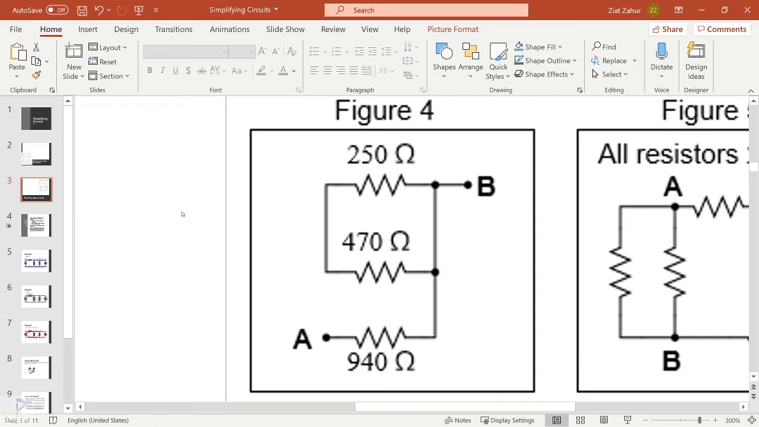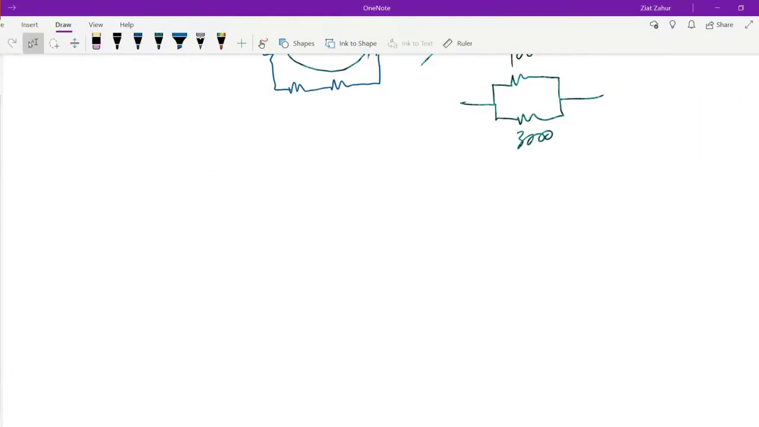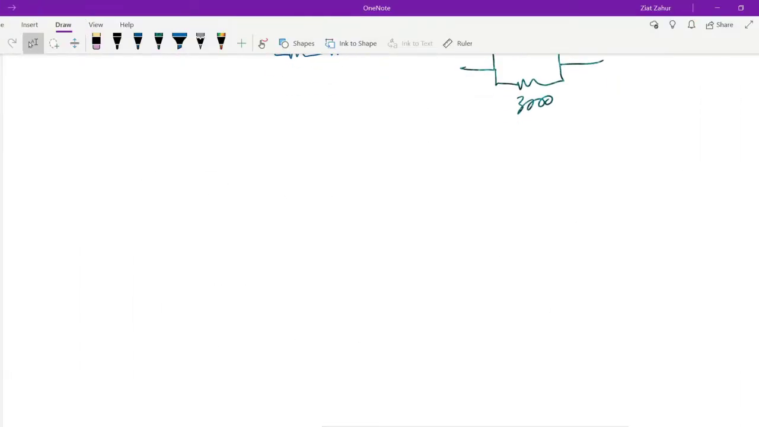Are we getting anything? We're not getting anything. People are stuck. Okay. Hint: current takes the path of least resistance. Current takes the path of least resistance. Okay. Maybe if I redrew it, it might help. Always try to redraw circuits so that it makes a little bit more sense.